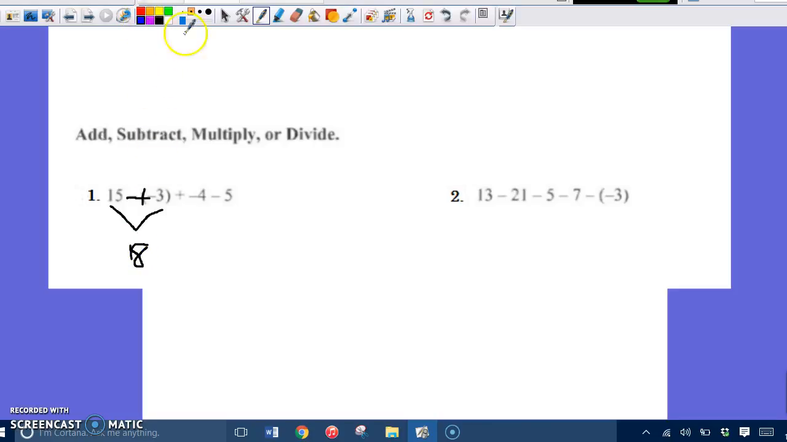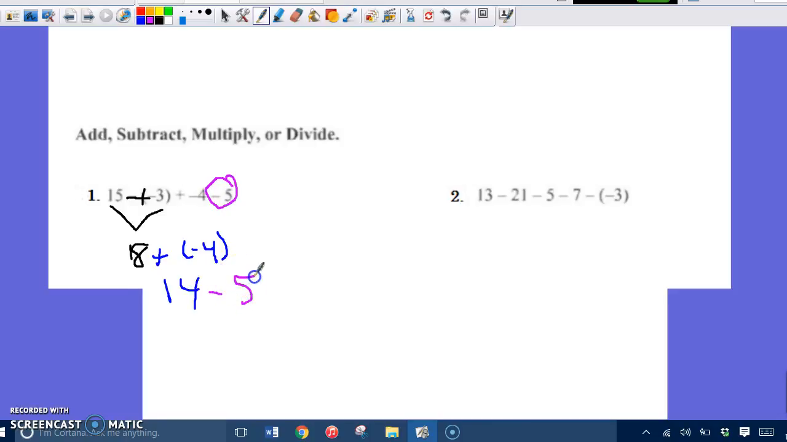Bring down my next part, which is plus a negative 4. I like to put parentheses around negative numbers. I have a positive plus a negative, so you know you're going to subtract according to the addition rules. If I subtract, I have this. Whoops. Should be a 14. 18 minus 4 is 14, and it's going to stay a positive because the 18 is positive. So now I'm just going to bring down the 5. The negative 5 now needs to come down.